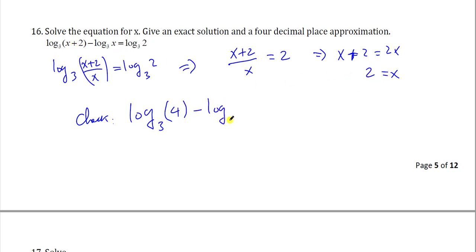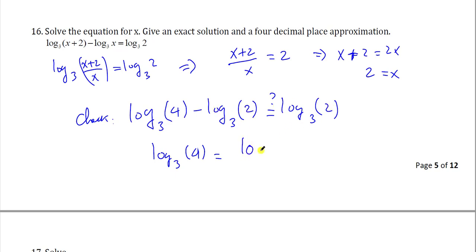Minus log base 3 of x, which is 2. That's equal to log base 3 of 2. Now we can add the log base 3 of 2 on both sides. On the right-hand side, I have log base 3 of 2 plus log base 3 of 2. They have the same base 3 and they are added together.